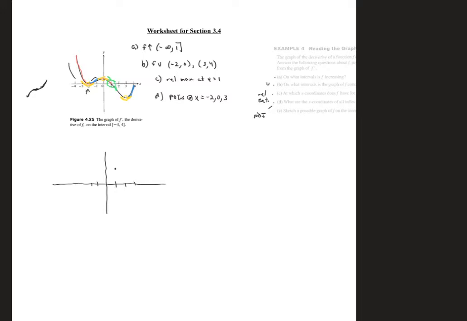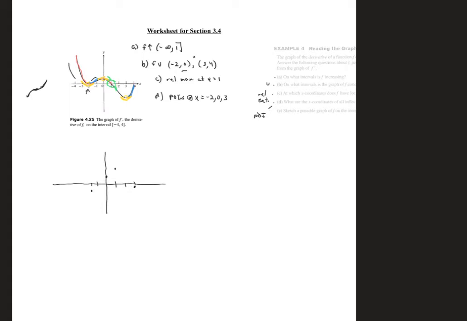We're going to have an inflection point at -2. We're also going to have an inflection point at 0, because it's going to change from concave up to concave down. And we're also going to have an inflection point at 3, somewhere in there.